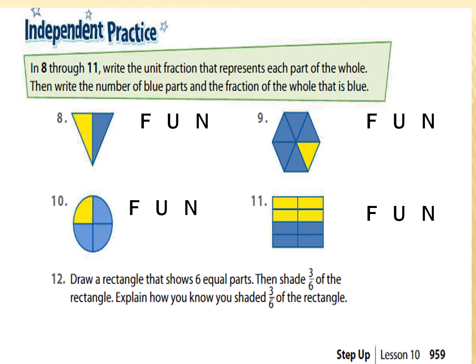In questions 8 through 11, write the unit fraction that represents each part of the whole. Then, write the number of blue parts and the fraction of the whole that is blue. Listen to me. Look at question number 8 and first write the word FUN. F-U-N. F is the fraction of the blue parts. How many blue parts do you have? Amazing. 1 over all the parts 2, so the fraction of the blue parts is 1 over 2.